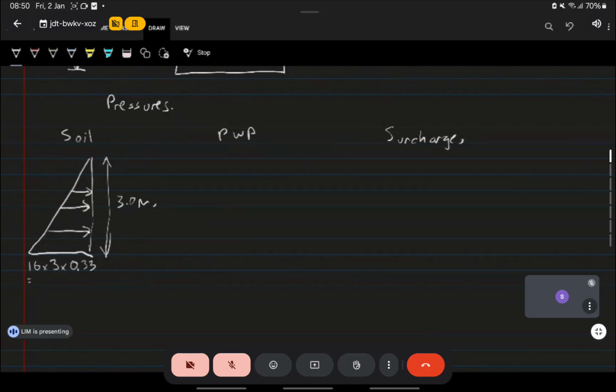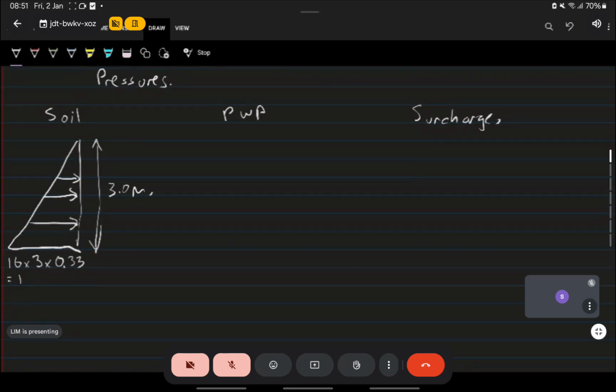So 16 times 3 times 0.33 is 15.8 kPa per meter. Okay, so this you need to add on to the pore water pressure. Now pore water pressure starts at 1 meter below ground level, so it's a smaller triangle, and it's only 2 meters high.